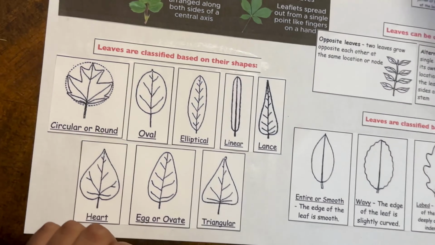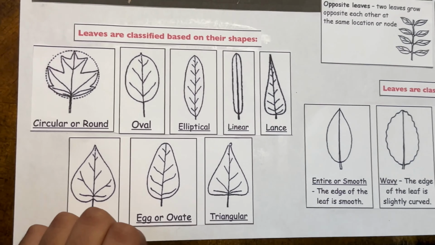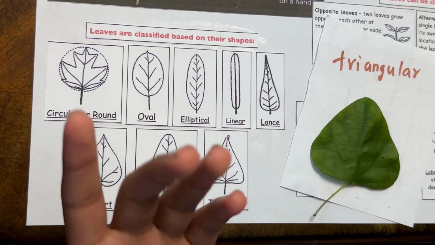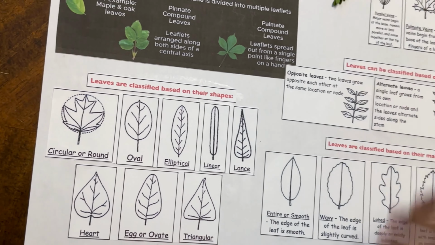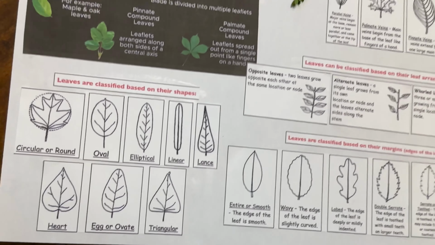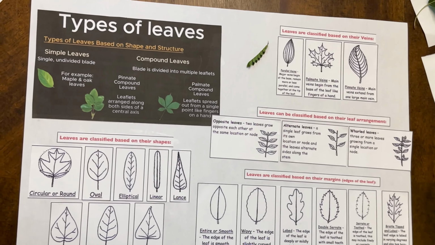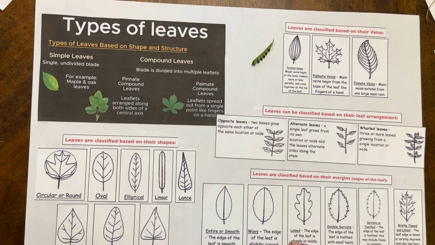And then lastly, we have triangular. And as the name probably suggests, it looks like a triangle. So this is the different classification of leaves and the much deeper perspective when looking at it.